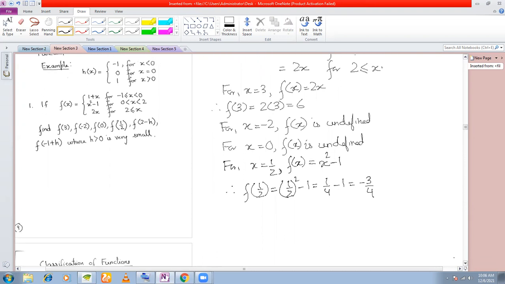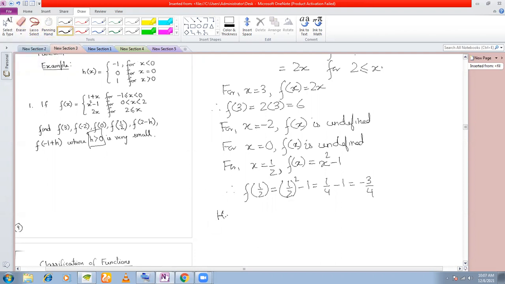Okay. Next, f(2 minus h), where h is positive and is very small. Very small means very close to 0. Let's say it is 0.00001. So h is very small, very close to 0. But h here is positive, right? So that means you have to take h as, let's say, 0.0001. Okay, so if h is positive and is very close to 0, what is 2 minus h?